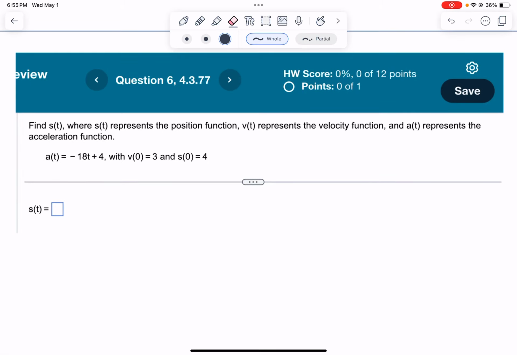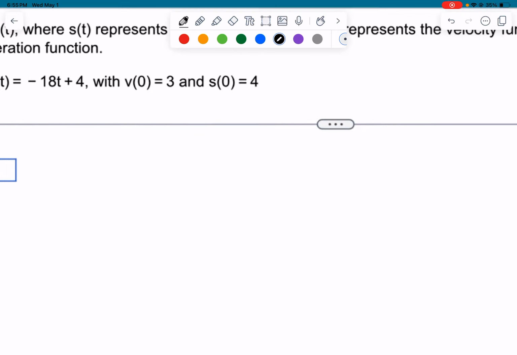This video is for Math 261, Applied Calculus, and we are reviewing for the final exam. This is question number 6. Find S of t, where S of t represents the position function, V of t represents the velocity function, and A of t represents the acceleration function.